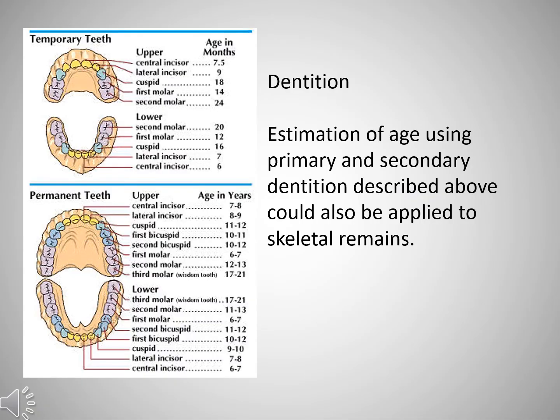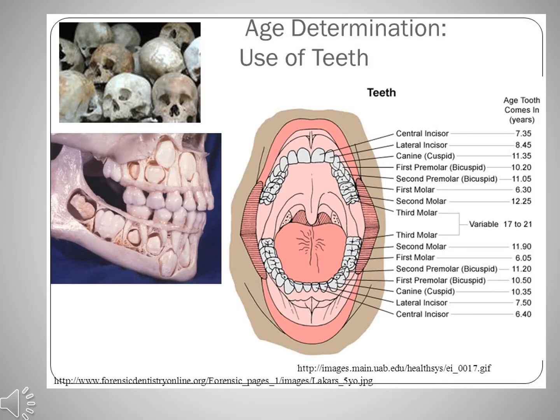When considering the dentition, estimation of age using primary and secondary dentition described above could also be applied to skeletal remains. Here in this slide, we can see the age determination using teeth.